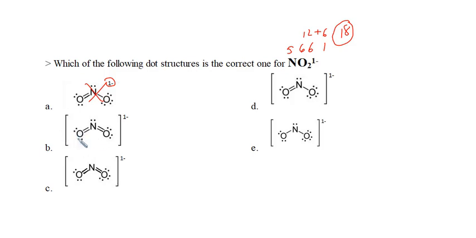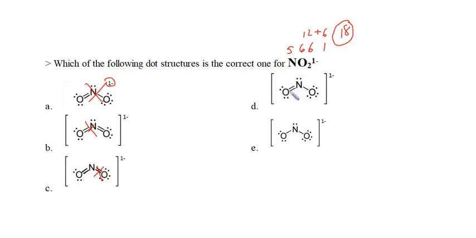This has 2, 4, 6, 8, 2, 4, 6, 8, 10. See, that's not going to happen. Now this one has 2, 4, 6, 8, 10, 12, 14, 16, 18. Yes, it does have 18, but this oxygen has 2, 4, 6, 8, 10, so that can't be right.